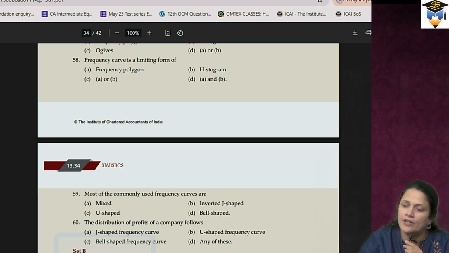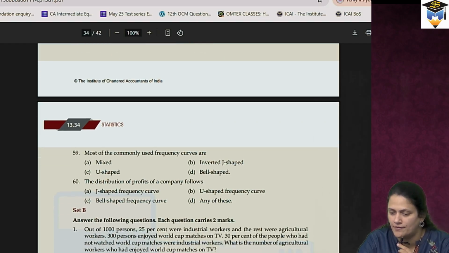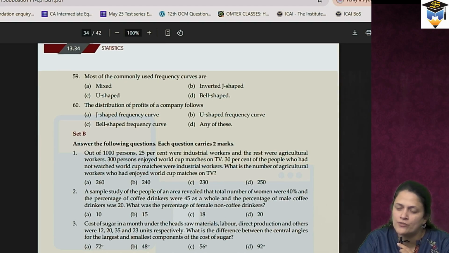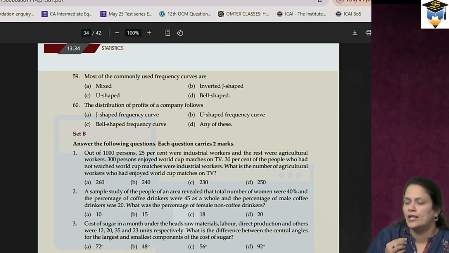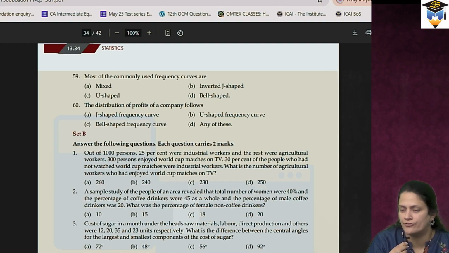Yes, what is the answer? Frequency polygon. Next, 59th. Most of the commonly used frequency curves are, I have not given you this, but remember it's a bell-shaped curve. Bell-shaped curve is the most commonly used frequency curve. Last, distribution of profits of a company follows bell-shaped.